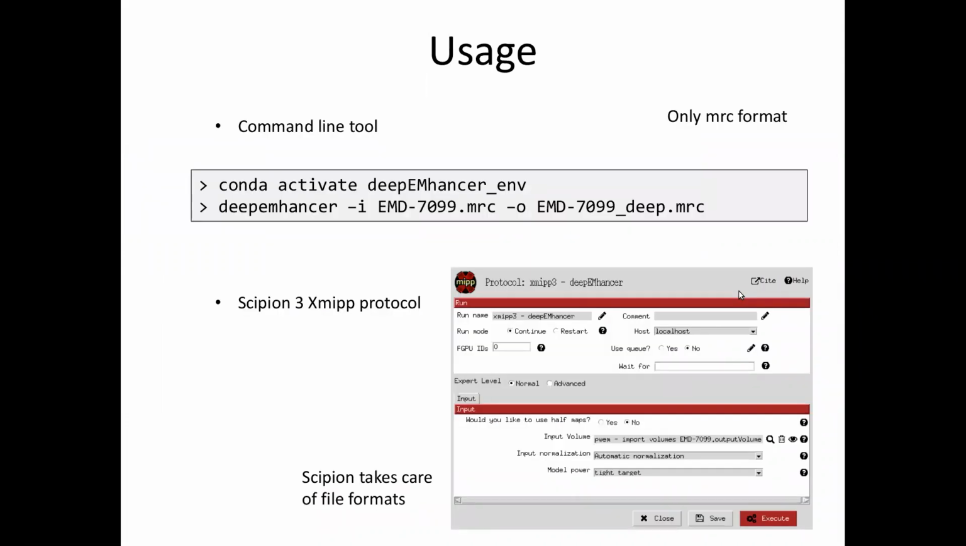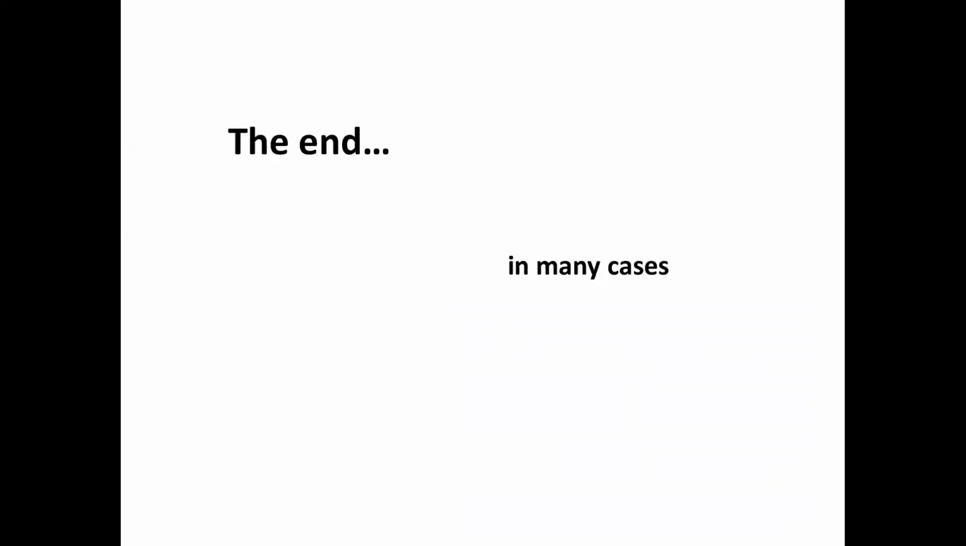Okay, so how do we use DeepEMhancer? In the command line, you just have to provide an input and output volume. And in Scipion XMIPP, you only have to provide an input volume and click on the execute button. If you're using the command line, you need to provide inputs in MRC format, whereas in Scipion, it will deal automatically with the format. So choose whatever option you prefer. And that's all. For many cases, and for the average user, I guess the default options would produce a very decent job.